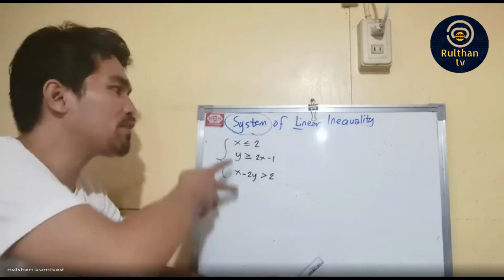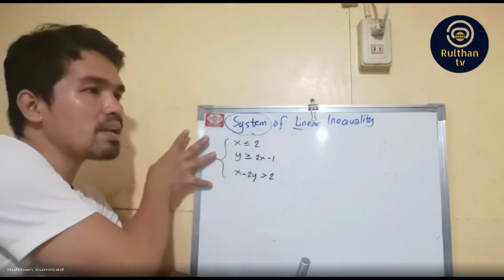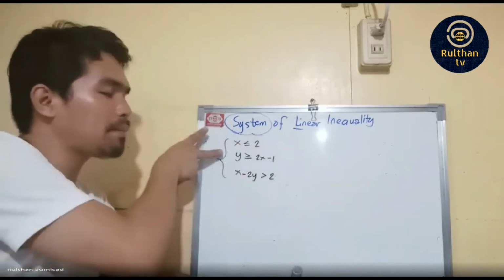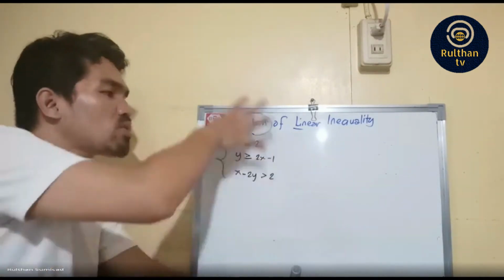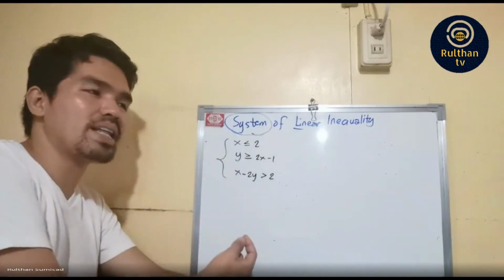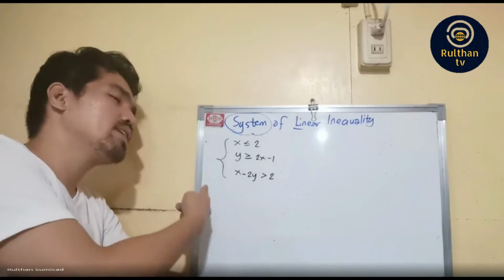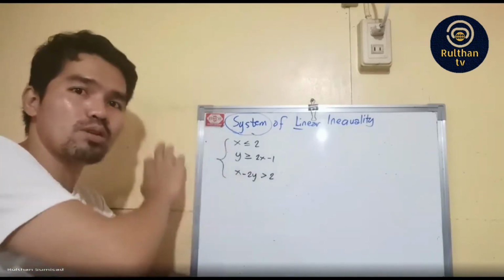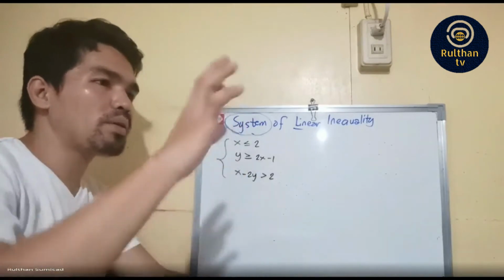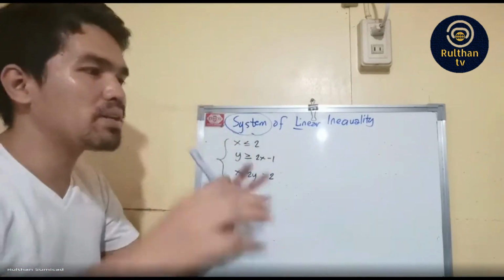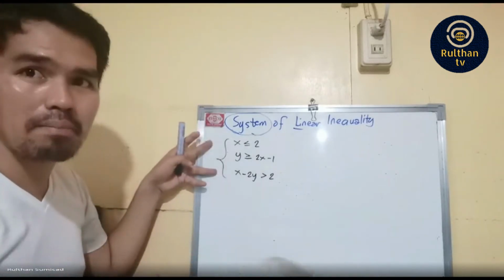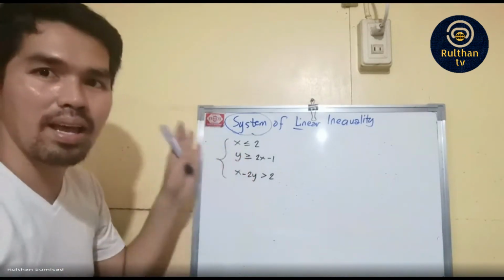Especially for this one, since we now have three inequalities, we're not just talking about a solution that will satisfy two, but rather a solution that will satisfy all three. Only then can we consider it a solution of the system. Otherwise, it's not a solution of the system. So when we talk about a solution of the system, we're talking about an ordered pair, the values of x and y that will satisfy the system, and not just one inequality.